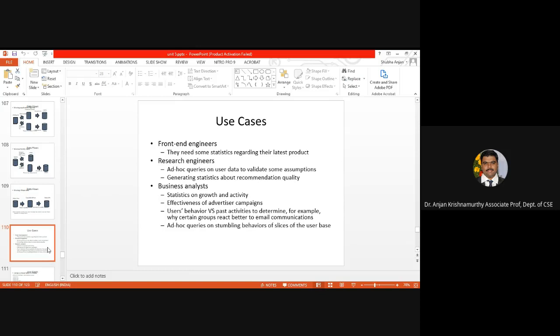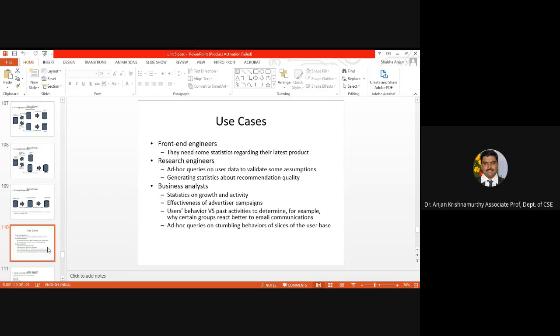But as far as the roles and responsibilities are concerned, a front-end engineer basically looks at the statistics and only operates on the dashboard, right? He does not dwell very well into the back-end process of how it is being done. Second, a research engineer does ad hoc queries on users to validate some assumptions, generating statistics about the recommendations and qualities, right?